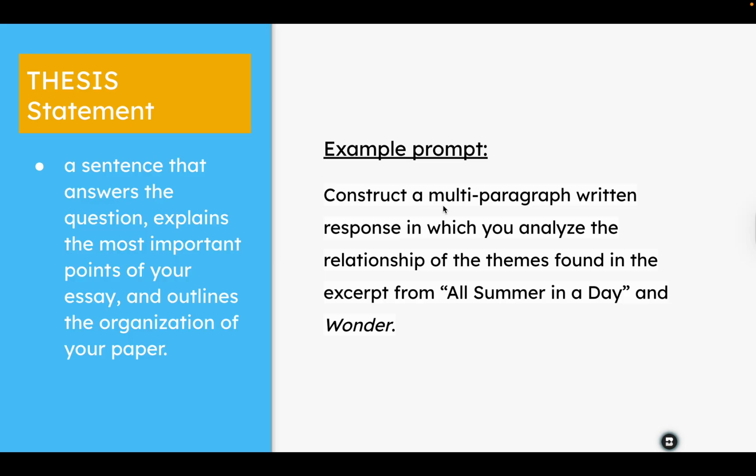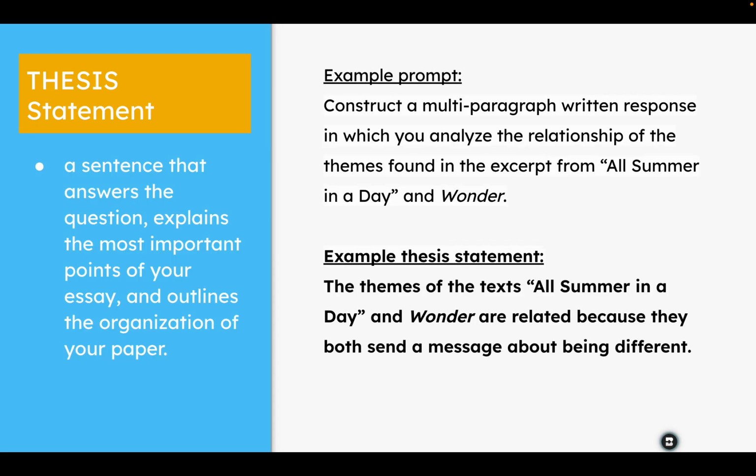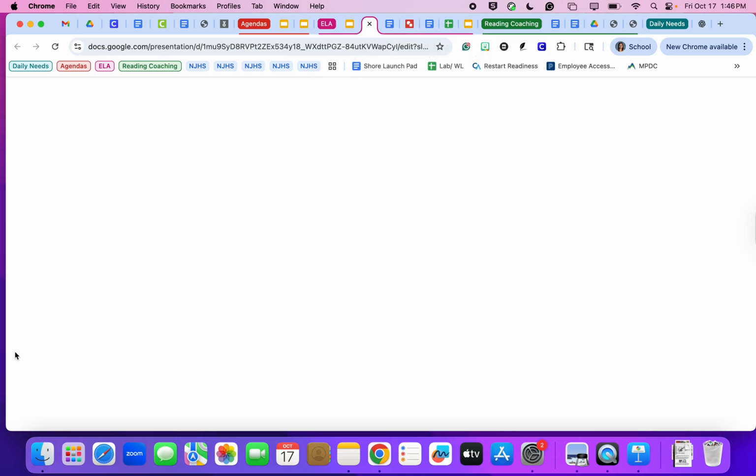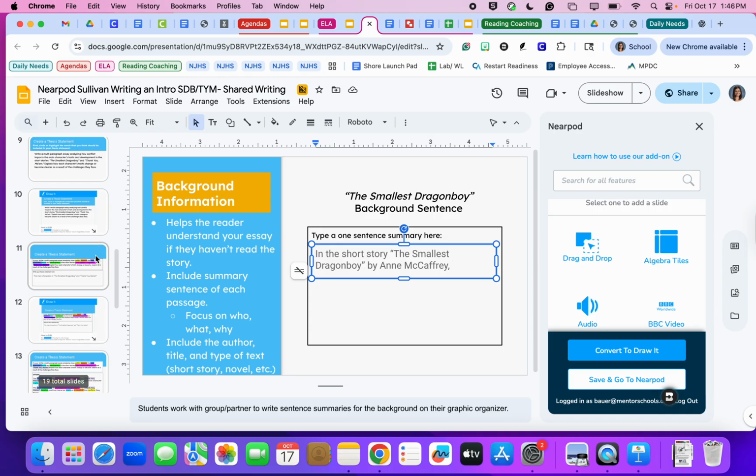The example prompt says, construct a multi-paragraph written response in which you analyze the relationship of the themes found in the excerpt from All Summer in a Day and Wonder. So these were 2 stories you read last year, and we were analyzing the relationship of the themes. So I have the example prompt up here, and then I have the example thesis statement. Let's look at this.